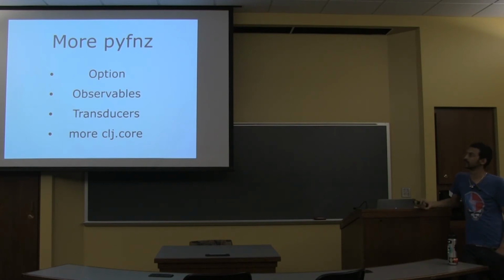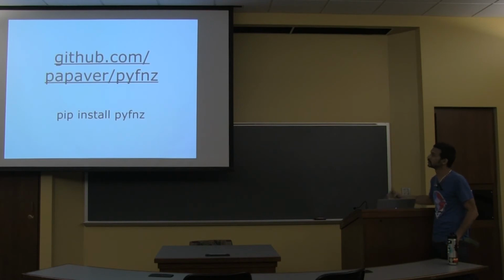Some of the stuff that I want to add is an option, observables, and transducers, which is a concept from stream processing in Clojure, and just port over more Clojure core stuff as well. So, a link to the library, and then it's on pip. One of the first things I do is pull that stuff in and use it in the new scripts I write.